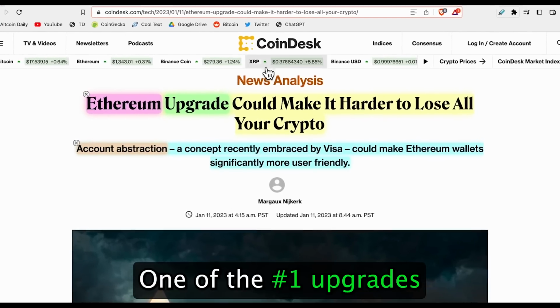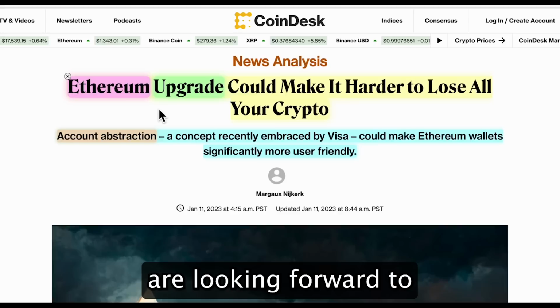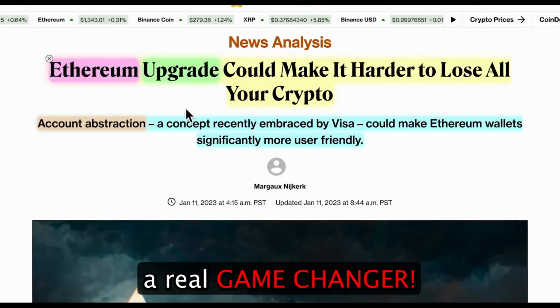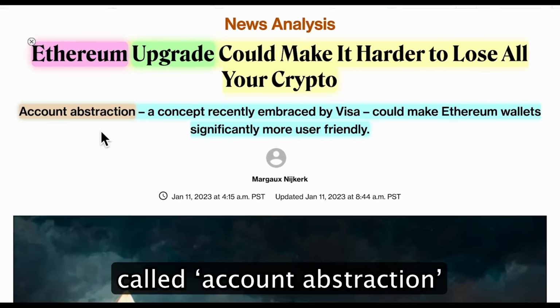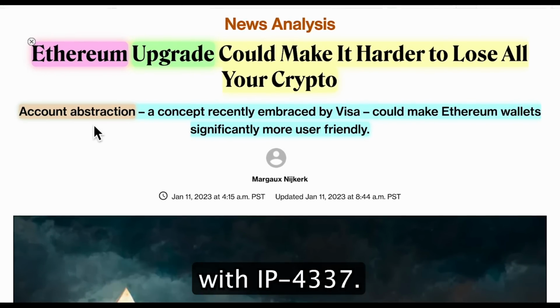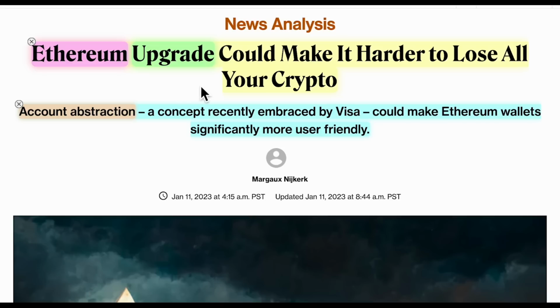One of the number one upgrades that Ethereum holders are looking forward to, a real game changer, is something called account abstraction with EIP 4337. This Ethereum upgrade could make it harder to lose all of your crypto, so make it easier to keep all of your crypto. Account abstraction is a concept recently embraced by Visa, could make Ethereum wallets significantly more user-friendly.